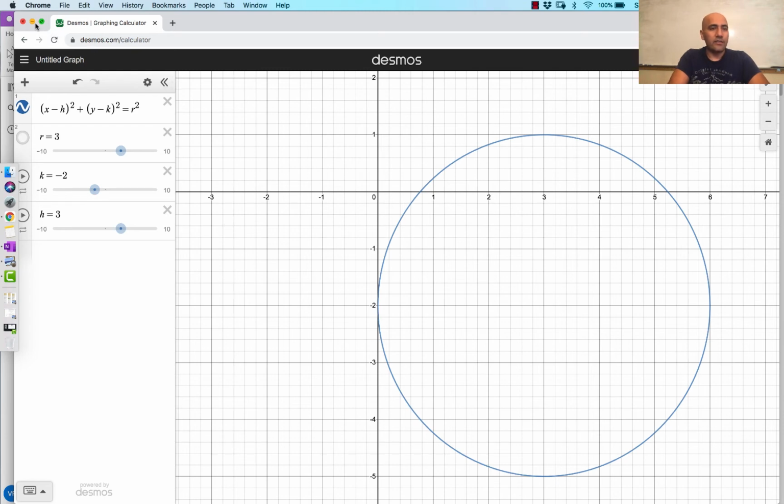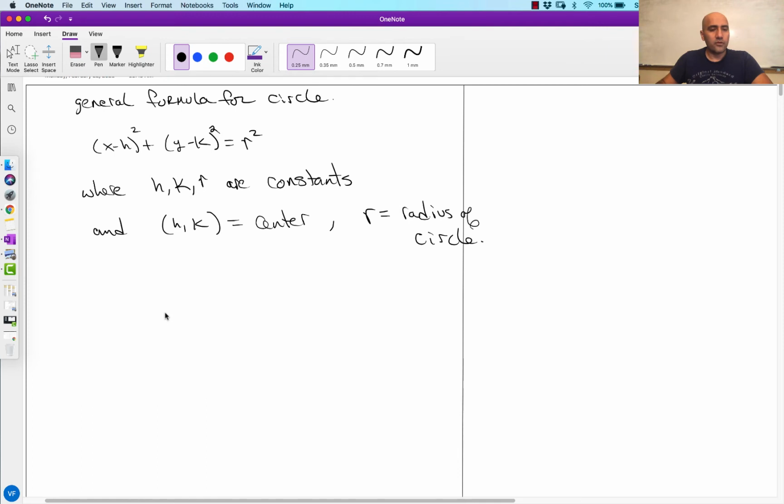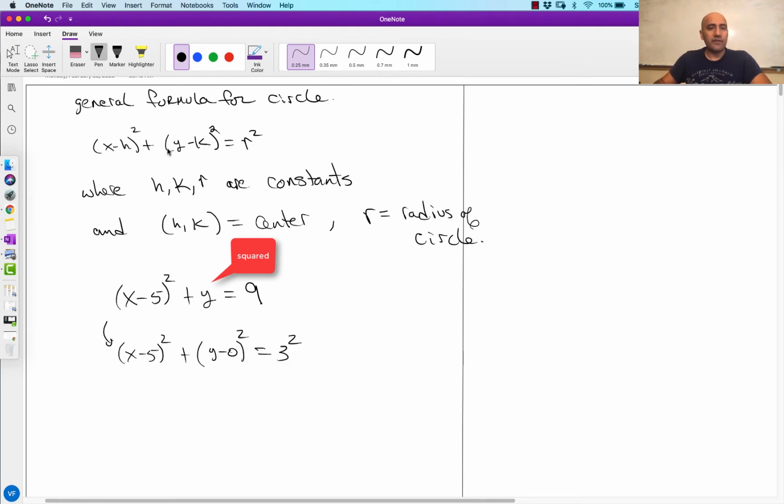So in particular, if we had, for example, the circle (x minus 5) squared plus y squared equals 9. This would be a circle of radius 3, right? Matching this right there, r would be 3. And if it doesn't have that minus k, we can assume that it's a 0. So this can be rewritten as (x minus 5) squared plus (y minus 0) squared equals 3 squared. Now it fits exactly that form. So the center would be 5 comma 0, and the radius is 3.